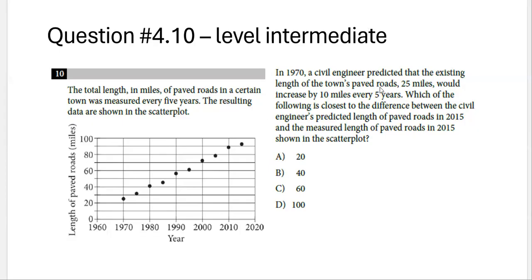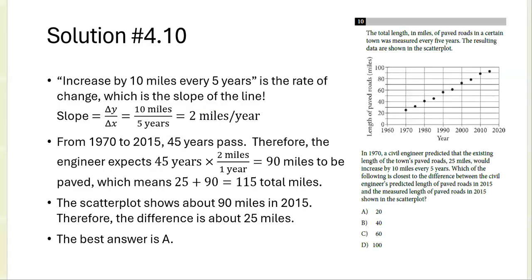It starts with 25 miles, which is correct. It would increase by 10 miles every 5 years. Does this sound familiar? This is rate of change. This is slope. So we're going to use this to our advantage. So let me go to the next slide now.